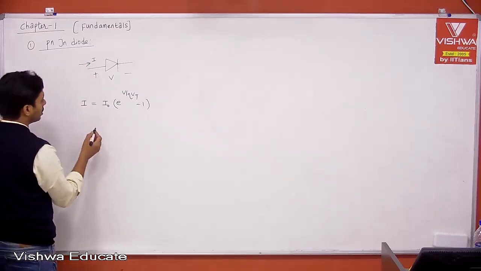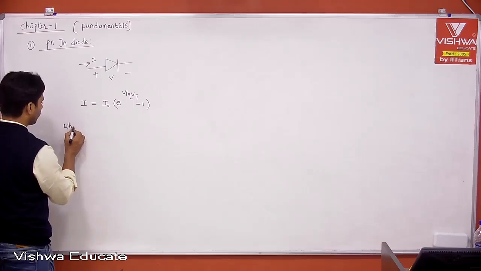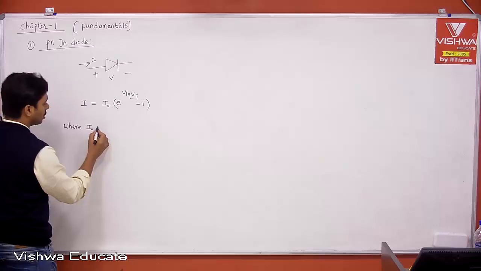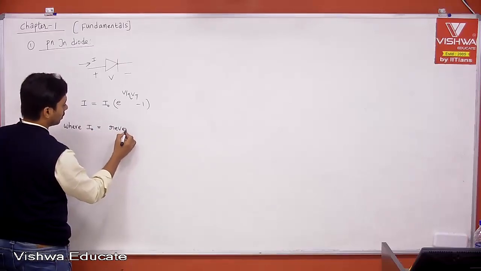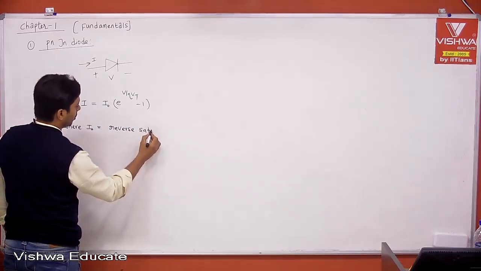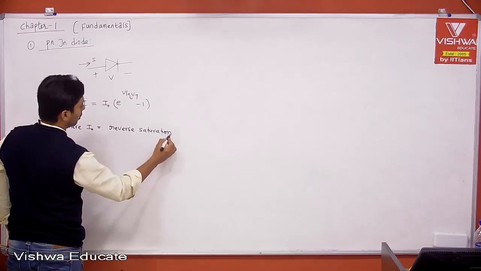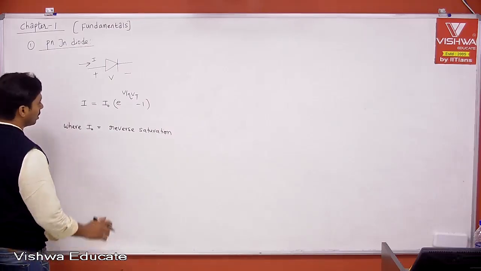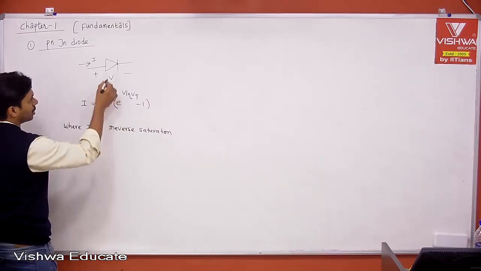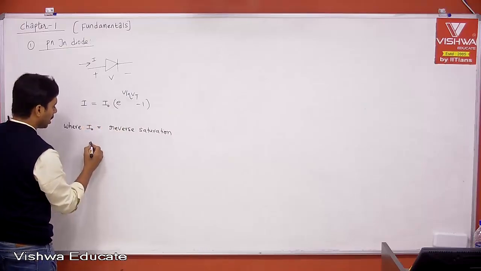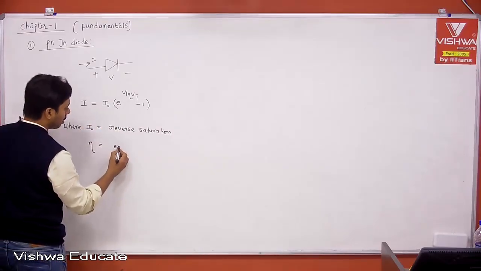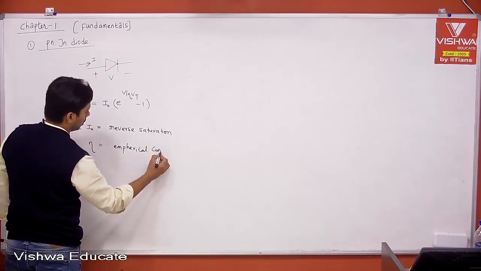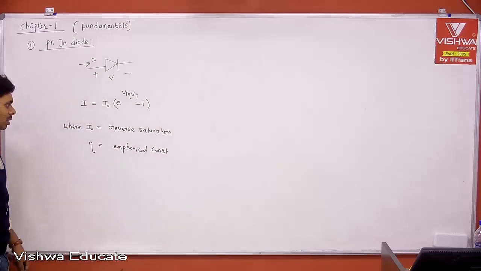What is I naught? I naught is nothing but the reverse saturation current, which will be in the order of microampere or nanoampere in older technologies, or discrete transistors and discrete PN junction diodes. And V is nothing but the voltage across the PN junction diode, and eta is nothing but a statistical constant or empirical constant. That again depends on doping concentration typically.